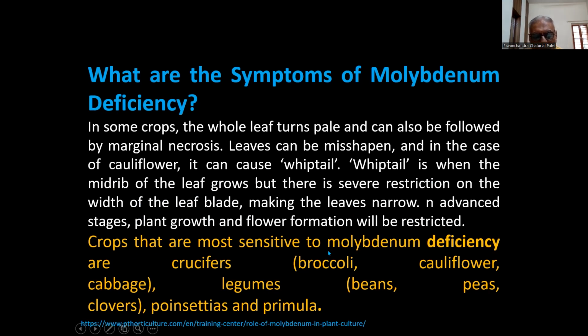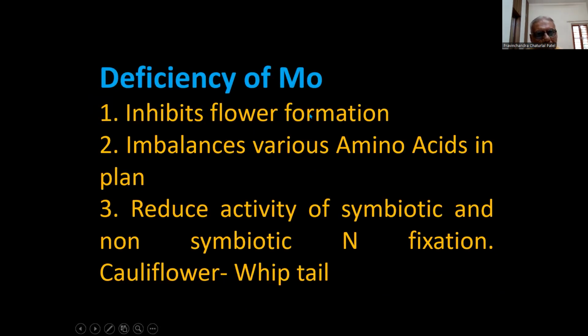Crops that are most sensitive to molybdenum deficiency are crucifers such as broccoli, cauliflower and cabbage, and legumes like beans, peas, clover, lucerne, etc. Deficiency of molybdenum inhibits flower formation, imbalances various amino acids in the plant, and reduces activity of symbiotic and non-symbiotic nitrogen fixation, for example whiptail in cauliflower.